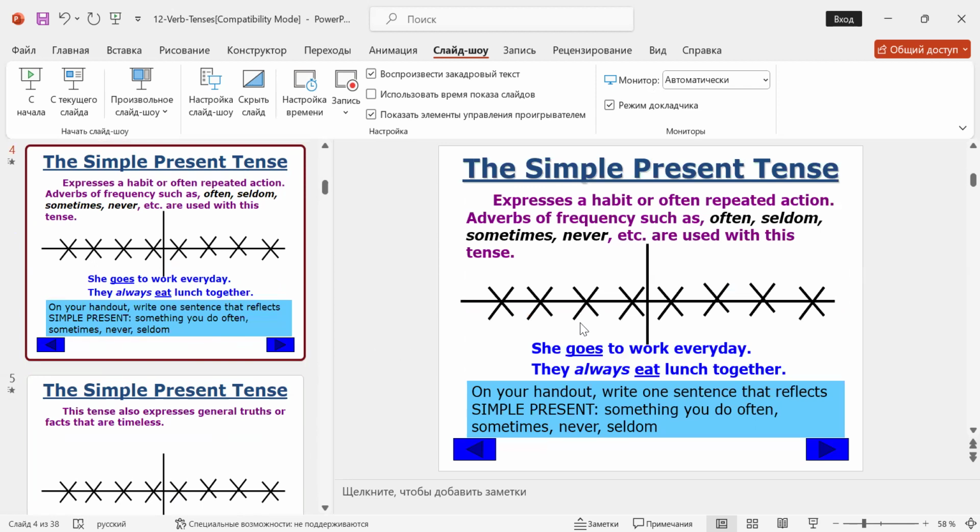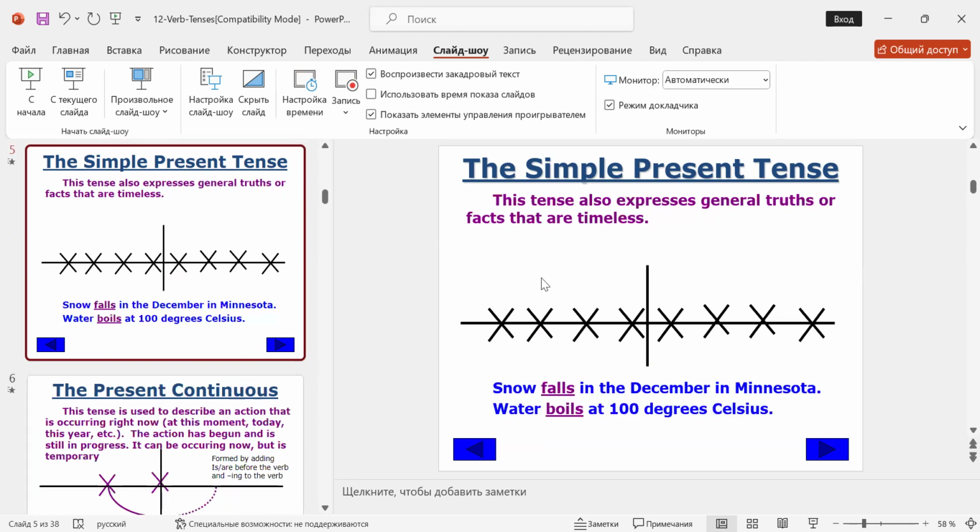In the simple present tense, we express a habit or often repeated action. Adverbs of frequency such as often, seldom, sometimes, never, etc. are used with this tense. For example, she goes to work every day. They always eat lunch together. This tense also expresses general truths or facts that are timeless. For example, snow falls in December in Minnesota. Water boils at 100 degrees Celsius.